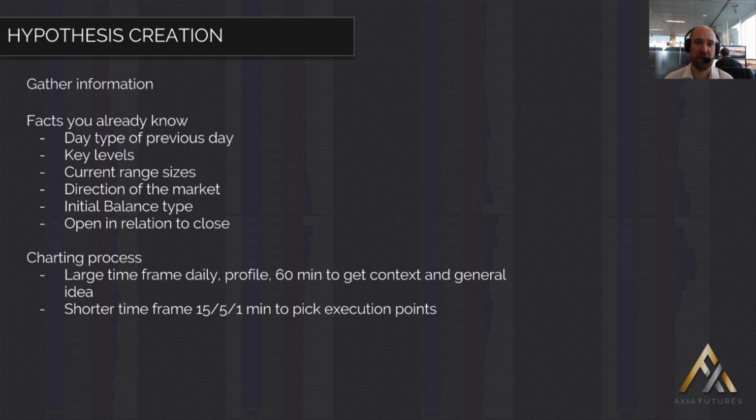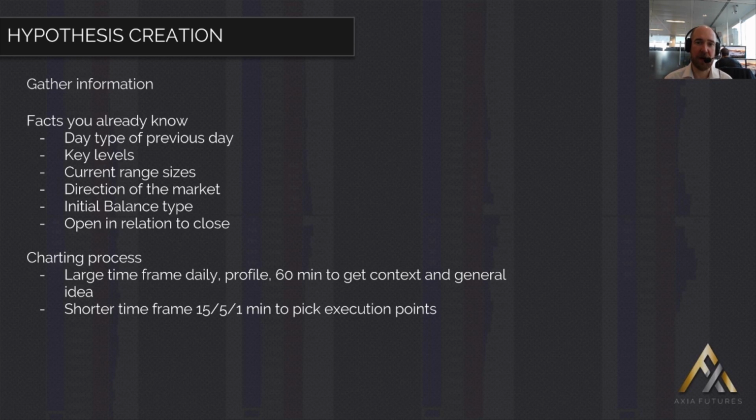And also your open in relation to the close. Are we opening with a continuation of the previous day's moves, or are we opening contrary to the previous day's moves? Right, so once you've got that info, so you've got those facts, charting process.